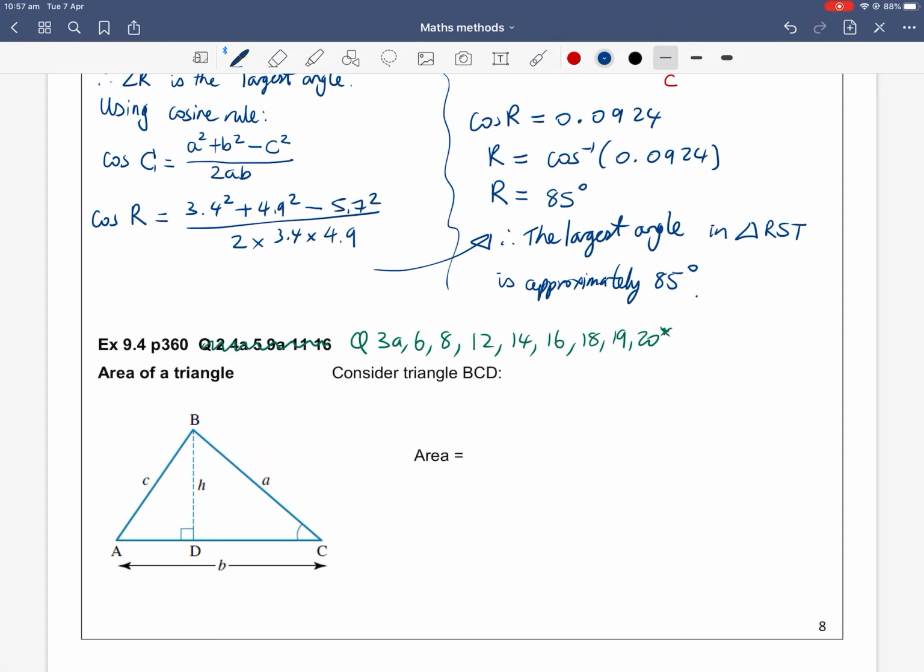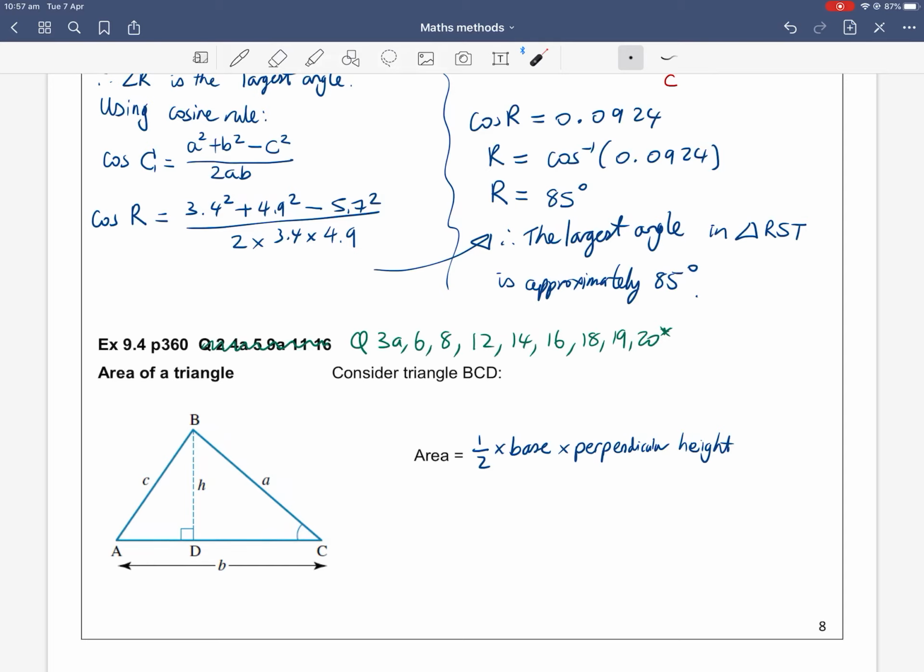Today we're going to look at an application, the area of a triangle. So yes, we know from primary school and junior maths that the area of a triangle is half times base times perpendicular height. So area of any triangle is half times base length times perpendicular height. But how does this translate to the generic triangle that we've been working with in the last few lessons?